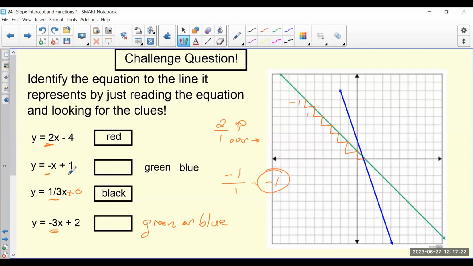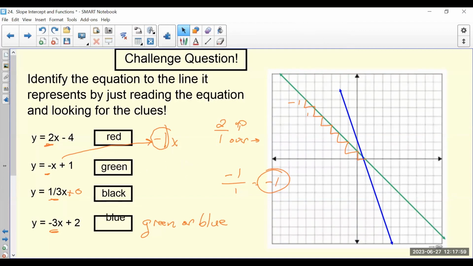But you've probably run into this in your class. If you have a negative variable, that is the same as a -1 times the variable. It's not 0, it's 1. So if you have -x, that's actually -1x. We just don't bother writing the 1 because everybody assumes we know it. But -x is the same as -1x, which means the green line is right here, which means this has to be our blue.